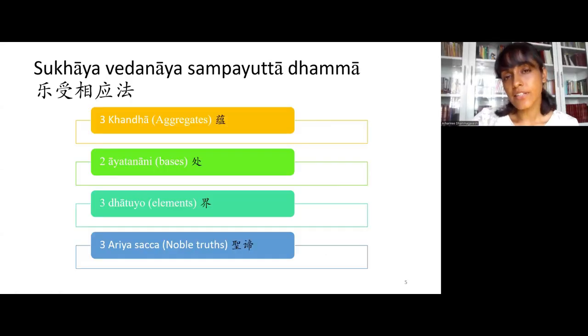So, Sukhāya vedanāya sampayuttā dhammā is classified under 3 khandha aggregates, 2 āyatana bases, 3 dhātu elements, and 3 ariya sacca noble truths. Now we'll take one by one and see how we get each of these classified under these categories.